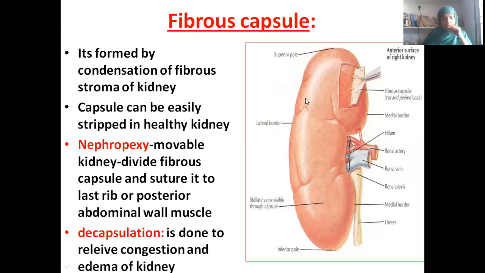Okay, in case of a healthy kidney, you can just easily strip off this layer. Then nephropexy, for movable kidney: the surgeon divides the fibrous capsule and sutures it to the last rib. This I will show you with the help of pictures, but in applied aspects, now you will not understand. We are just tying this fibrous capsule to the last rib to maintain the position of the kidney, because here a lot of fat is lost due to dieting. So we just suture it to the last rib, so that the kidney's position is maintained, where the other supports are very weak.